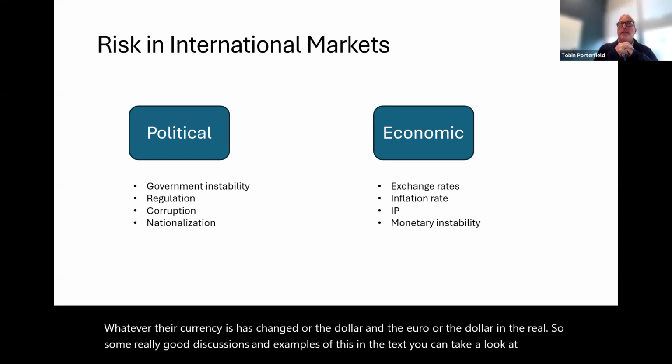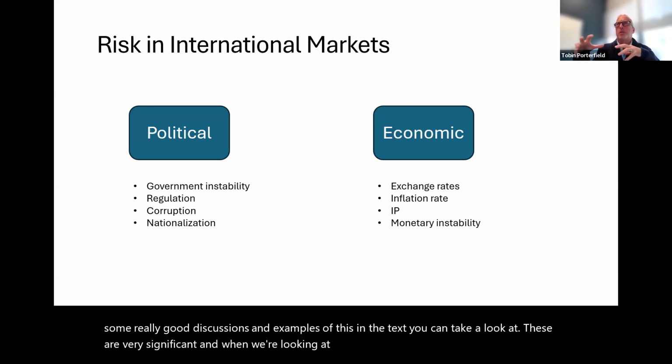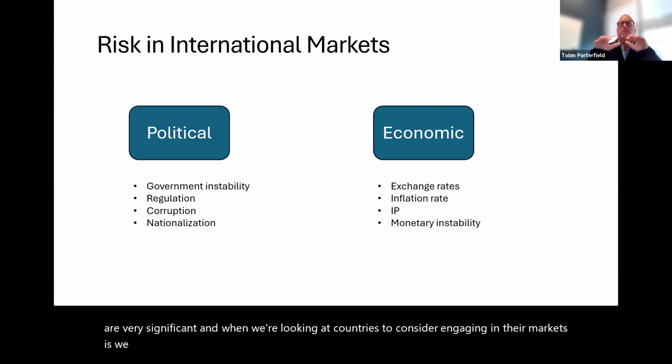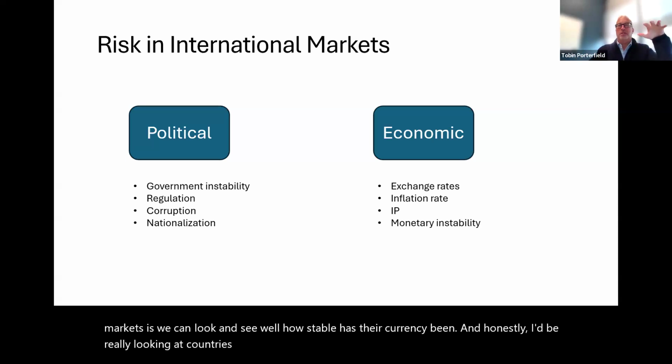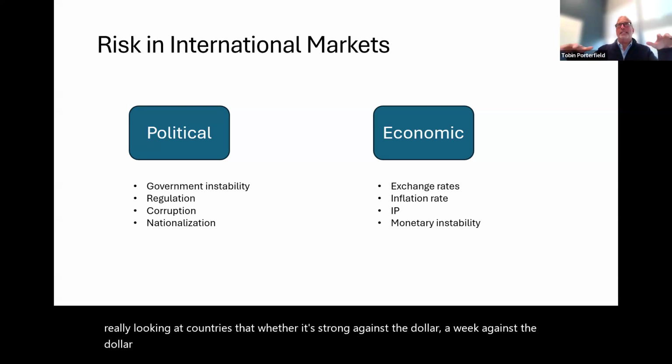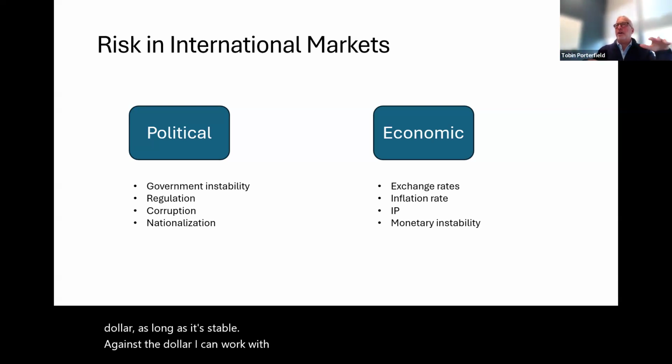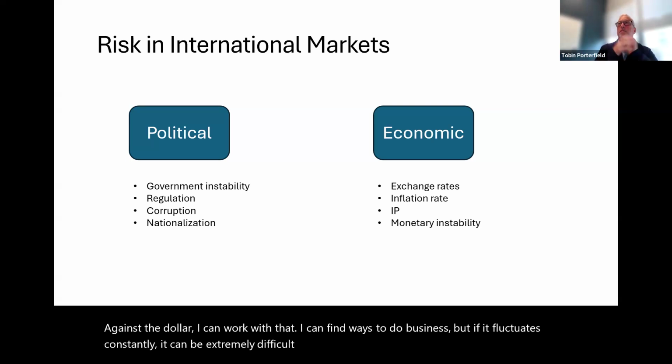These are very significant. And when we're looking at countries to consider engaging in their markets, we can look and see, well, how stable has their currency been? And honestly, I'd be really looking at countries that, whether it's strong against the dollar or weak against the dollar, as long as it's stable against the dollar, I can work with that. I can find ways to do business. But if it fluctuates constantly, it can be extremely difficult to manage in that country.